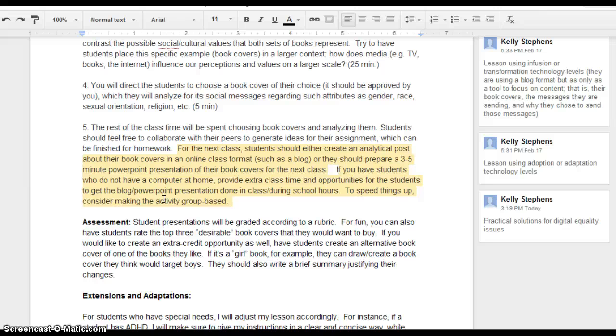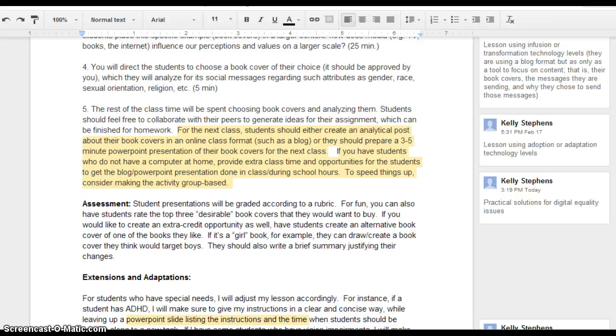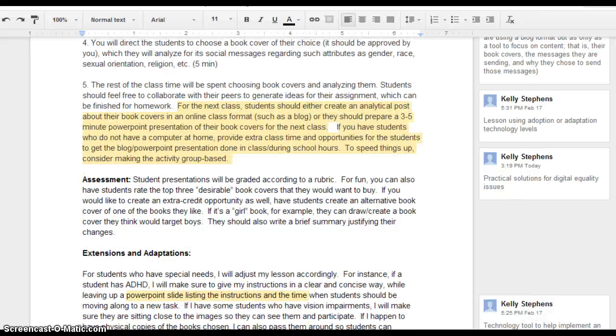Either way, if you decide to do a blog or PowerPoint, it's important that you give the students enough time to do it during class time, or school hours, sorry. And especially if you have students who don't have a computer at home, it's really good to just extend the deadline. If you want to speed things up and use less class time, maybe make the project not individually based and maybe a group project of 2 to 3 students per book cover.